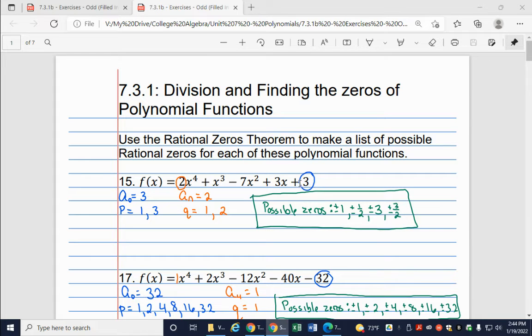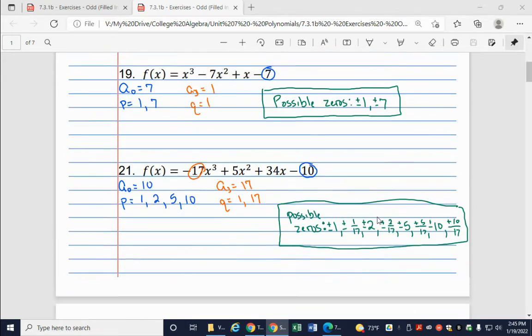So you take your constant on the end and find its factors. And then you take the coefficient of the leading term, the leading coefficient, and you find its factors. And then you do P over Q to find all your possible zeros. So that's the first thing we did yesterday, just find possible zeros.